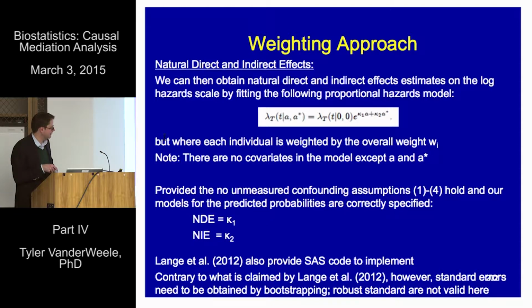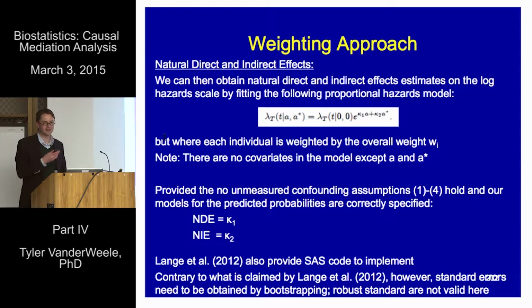Contrary to what's claimed in the 2012 paper, someone else noticed this: the standard errors need to be obtained by bootstrapping for these effects. They say that robust standard errors will be valid here. That turns out not to be the case. You need to use bootstrapping to get standard errors here. And I think they've published an erratum for this point.